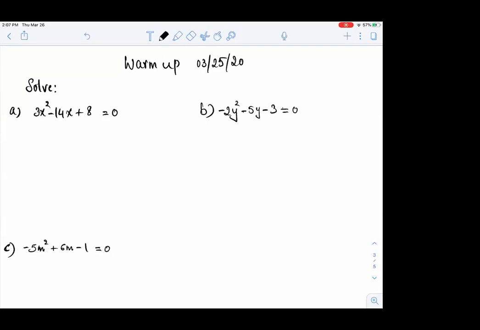Okay, so let's take a look at this. 3x squared minus 14x plus 8 is equal to 0.